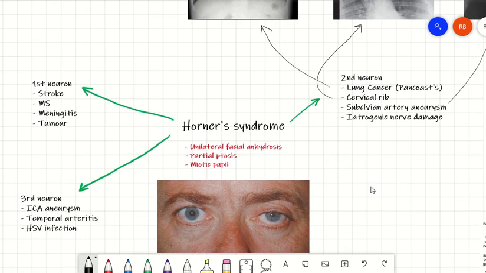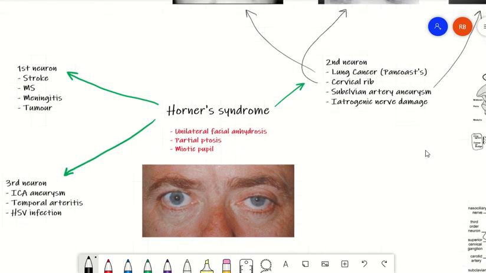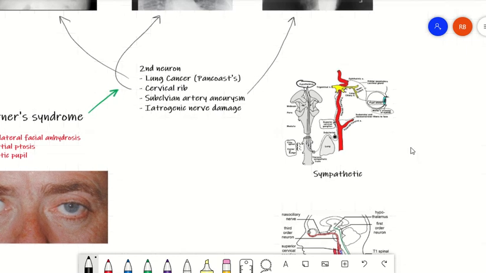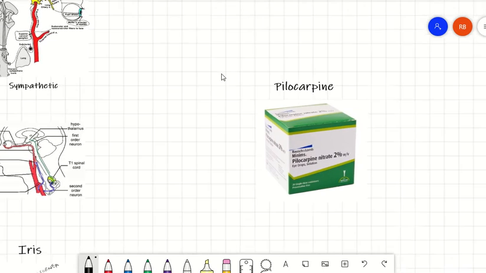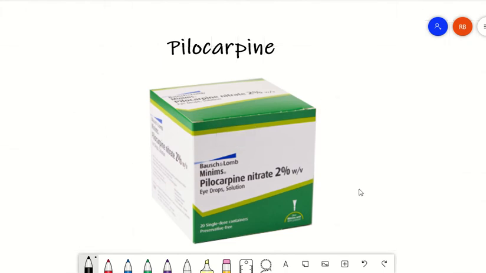One final thing to note: we've looked at how you can get sympathetic causes that can lead to a Horner syndrome. Another thing worth noting is the pharmacological causes. One of the main ones is pilocarpine. So pilocarpine is an M3 receptor agonist.